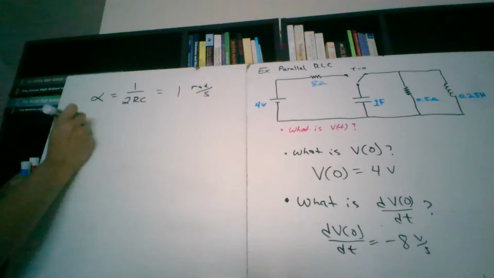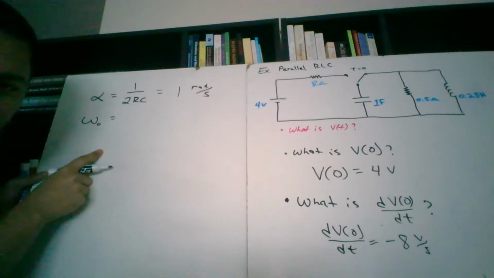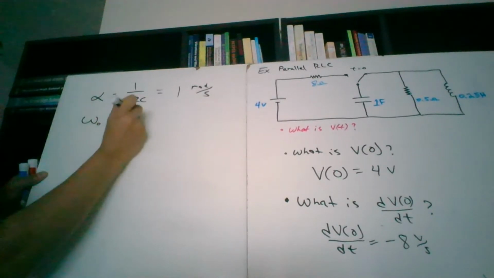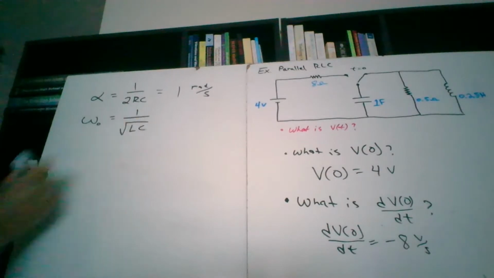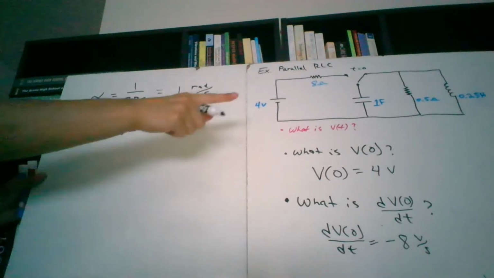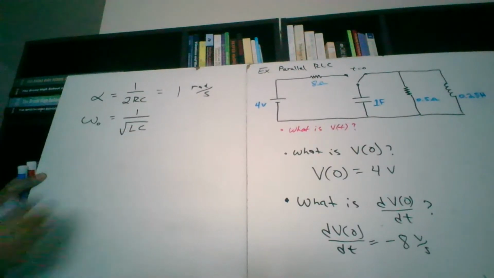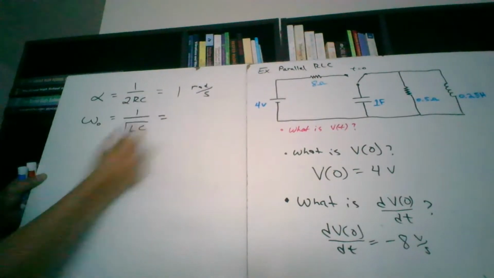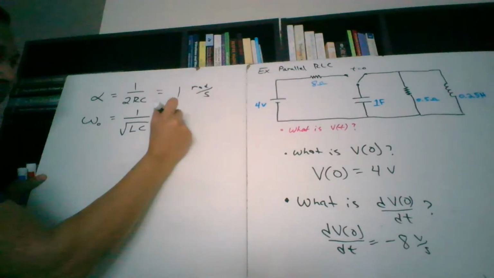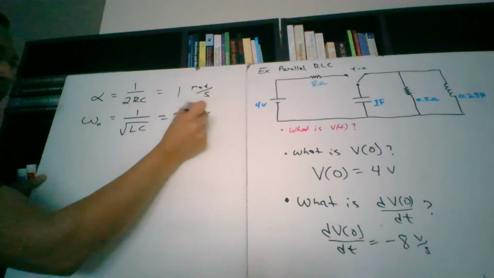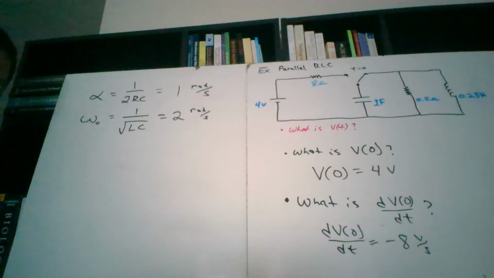And then the other term was the natural frequency. And the natural frequency, it doesn't matter if it's parallel or series. The natural frequency is always given by 1 over the square root of L times C. Well, we know what L is. We know what C is. We can plug in for L here. We can plug in for C there. And then you square root it. And you'll end up with 2 rads per second.